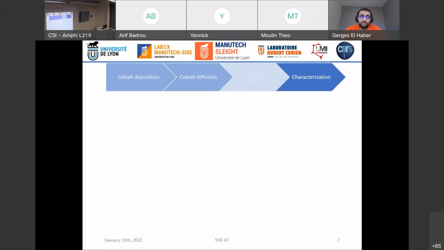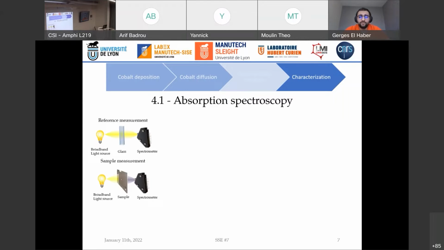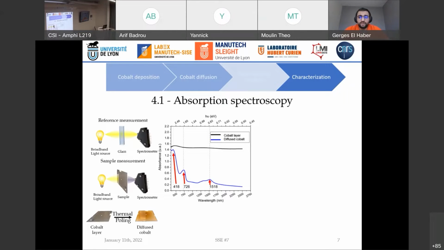We are working on optimizing the first two steps, and we are using different characterization techniques. The first one is absorption spectroscopy, where we took glass as a reference for the measurements. Tests are performed on the samples before and after thermal poling. The measurement can be plotted as absorbance as a function of wavelength. As we can see, no absorption peaks were observed in the case of the cobalt thin film. On the other hand, for the diffused cobalt, we can see 3 absorption peaks.